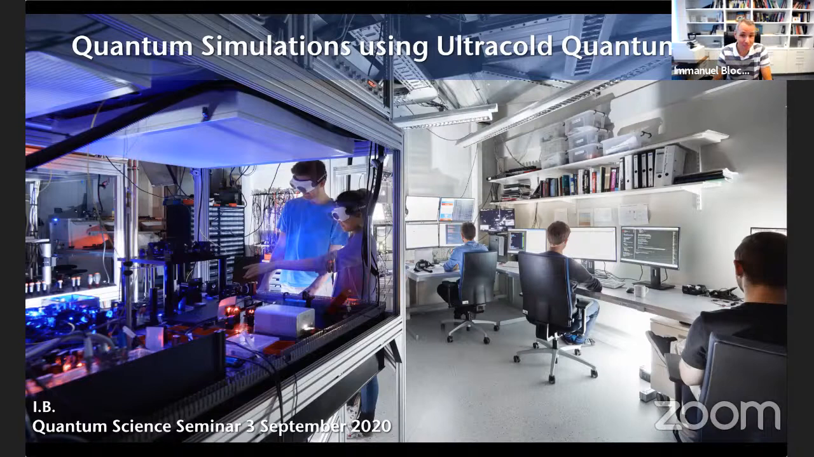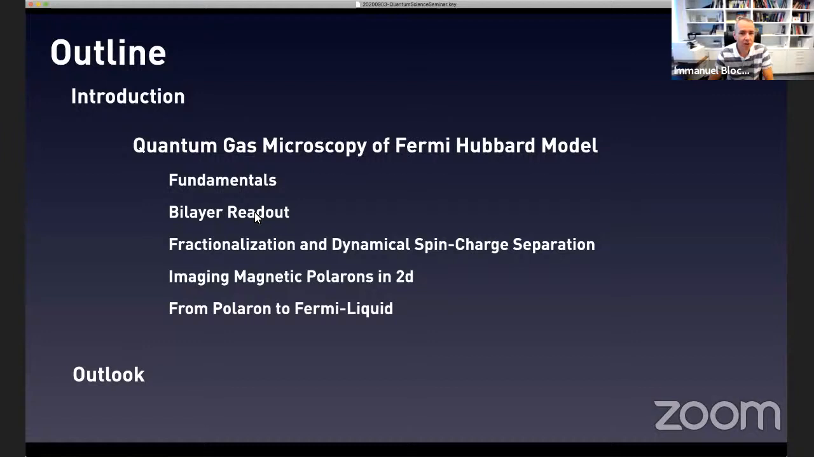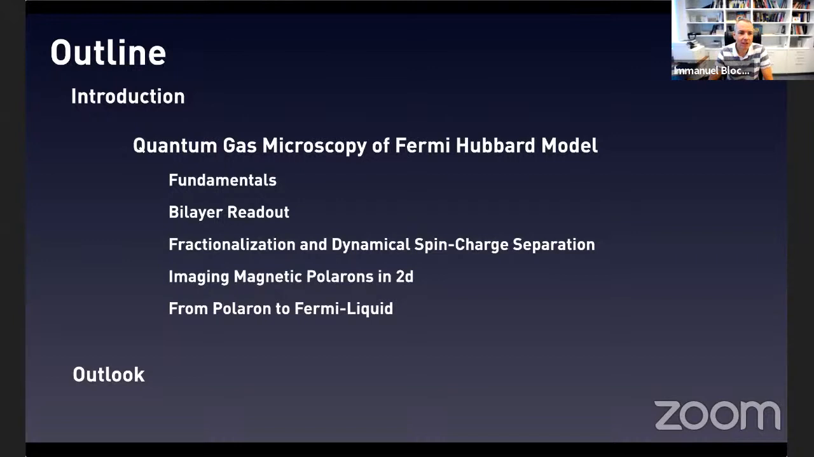So let me get started and tell you a little bit what I want to talk about today. I want to give you an introduction into the field of quantum simulations with ultracold atoms, especially optical lattices, and focus in the talk today on quantum gas microscopy of the Fermi-Hubbard model. I think it's one of the most interesting problems we can work on in these systems, and also a benchmark problem for all kinds of quantum simulators and quantum computers that want to study material science problems. This is the reference problem you want to work on. So we'll talk a little bit about that and what you can do in these systems.